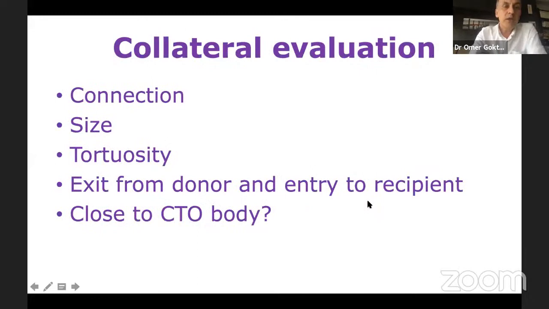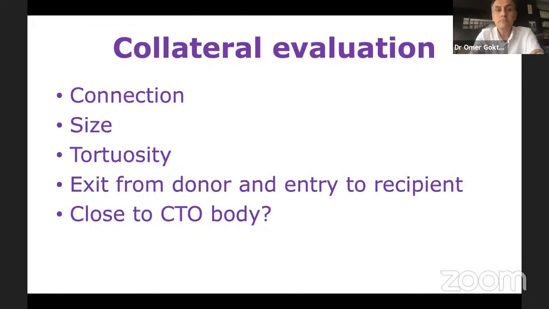So when you talk about the retrograde approach, I think the most important step is collateral evaluation. So we have to spend time on that. We shouldn't be in a hurry. We have to see the connections, look at the size of the collateral, and look carefully at how much tortuosity we have.